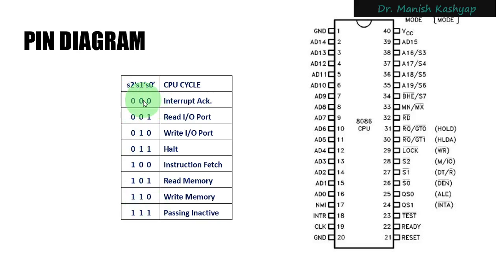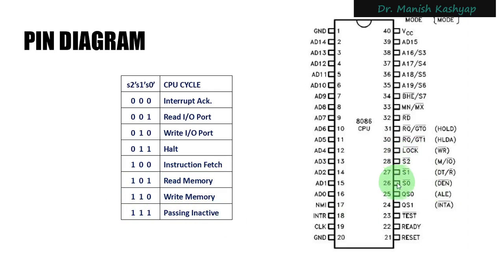If it is all 0, then it indicates that an interrupt acknowledge cycle is going on. If it is 001, then it is reading an input output port. If it is 010, writing an input output port. If it is 011, the system has been halted. If it is 100, the instruction fetch cycle is going on. If it is 101, then read memory. 110, then write memory. And if it is 111, then it is passive, inactive.